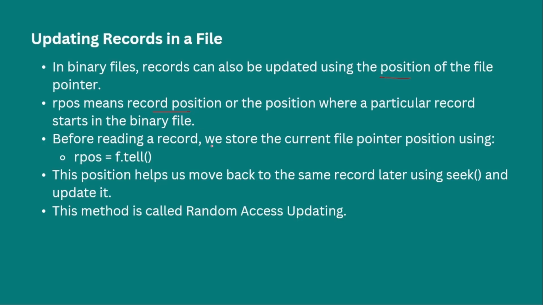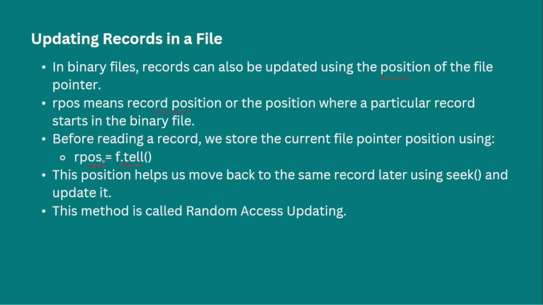Before reading a record, we store the current file pointer using rpos = f.tell(). When we say f.tell, it gives us the current location of the file, and we can store that as the record position, so that we can move back to this particular position after moving to any desired location.